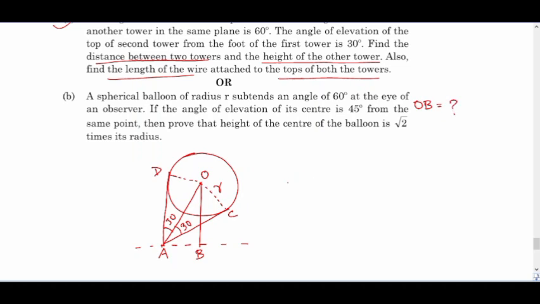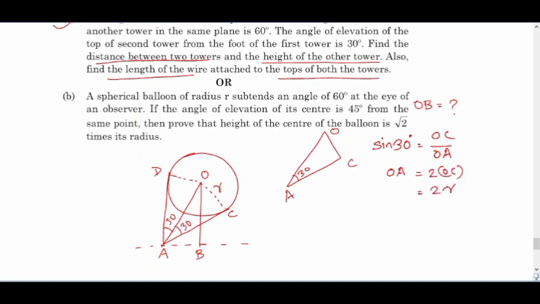Now see the triangle OCA, this is 30 degrees. So sin 30 is perpendicular, that is OC, by hypotenuse, this is OA. So sin 30 is half, so OA equals 2 OC, that is 2R.